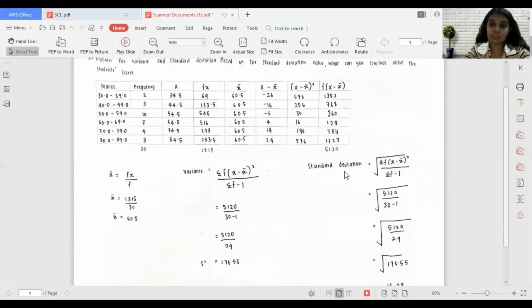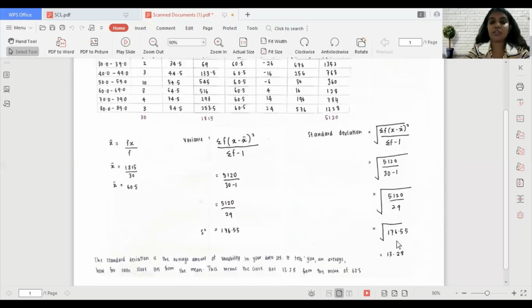For the standard deviation, the formula is this, but we can actually use the variance to get it, and I showed working here for a better explanation. So the variance square rooted will get 13.28 for the standard deviation.